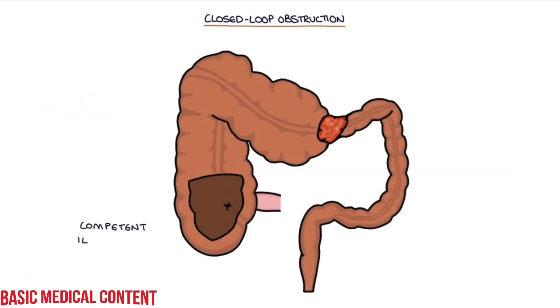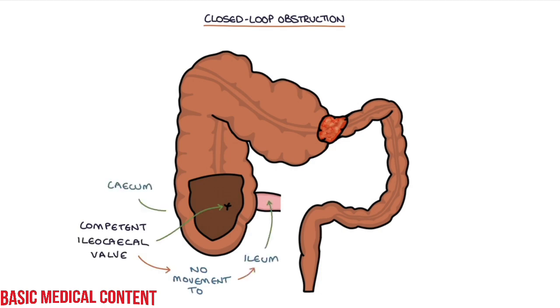A competent ileocecal valve does not allow any movement back into the ileum from the cecum. When there is a large bowel obstruction and a competent ileocecal valve, a section of the bowel becomes isolated as the contents cannot move in either direction, either past the obstruction distally or through the ileocecal valve proximally.